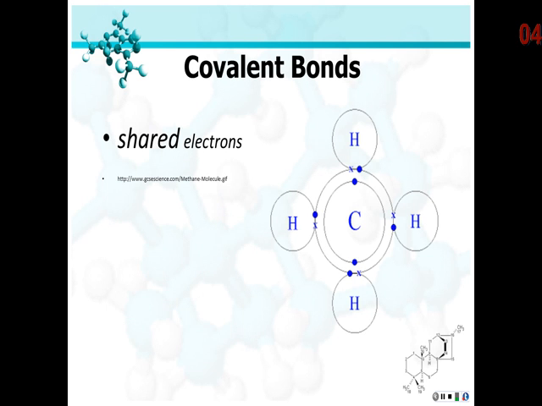In covalent bonds, the atoms will share electrons. In the picture shown, carbon, which has 6 electrons, 2 in its first shell and 4 in the outer shell, is able to share with 4 hydrogen. Each hydrogen has only 1 electron and would prefer to have 2 in its valence shell.